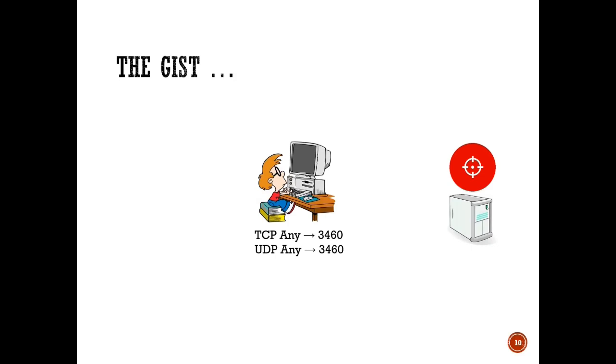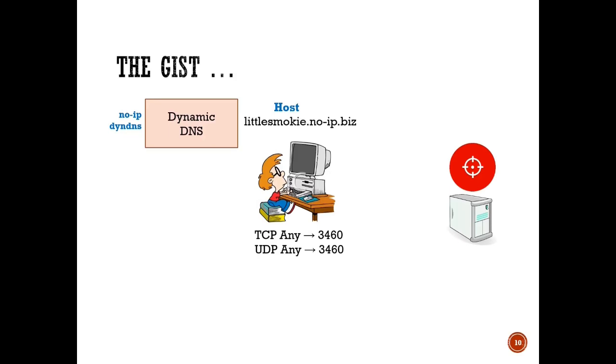Next, to avoid being traced, the hacker uses a service called dynamic DNS, which allows IP addresses to be rerouted from one IP address to another, thus hiding the true IP address of the hacker. Sites like NoIP and DynDNS provide this service. The hacker creates a host on NoIP called Little Smoky and links that back to his machine and port 3460.